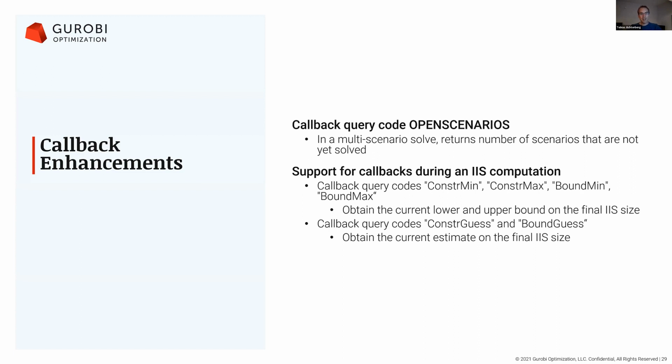And then for the IIS computation that we talked about before, we are now also calling callbacks there. There we have added query codes that allow you to query the information that we also present in the log file, which is the bounds on the size of the final IIS. So the minimum number of constraints, the maximum number of constraints, and the same for the bounds. You can also query our guess about the size of the final IIS. This is the feature that we added with Gurobi 9.1. So now you can also query that through the callback.